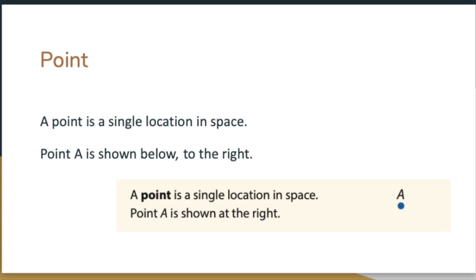The first one is a point. A point is a single location in space, so it's just like a dot. A point can be absolutely anywhere on a line, anywhere at all.